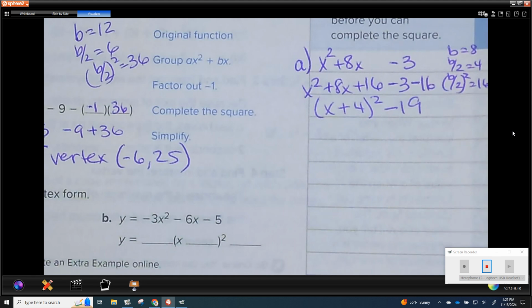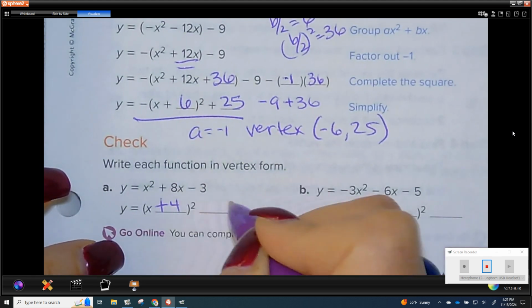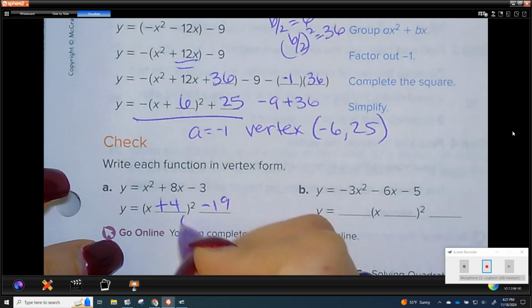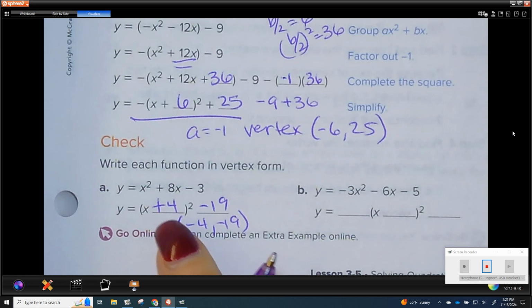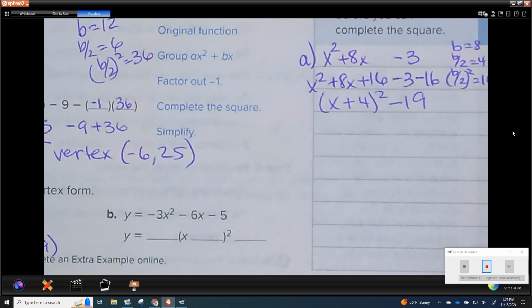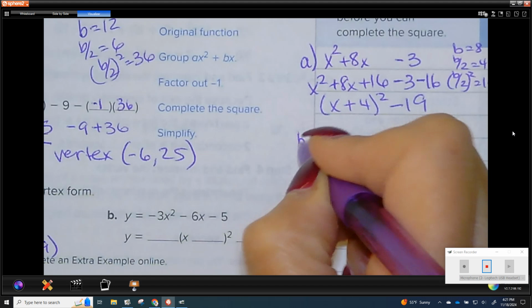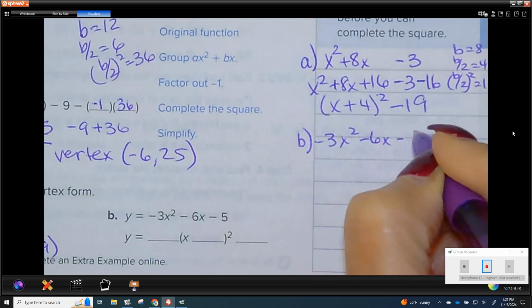So that's it for that one. So x plus 4 squared minus 19. Our vertex is negative 4, negative 19. Remember, inside is opposite. Let's do the next one, b. Maybe we could see it both. So b is negative 3x squared minus 6x minus 5.